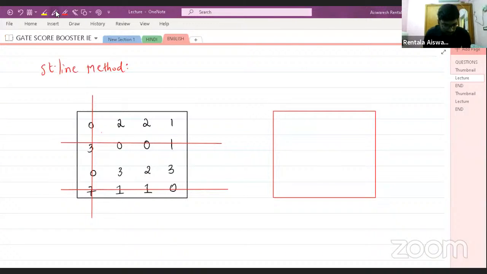Okay, so after this, what do you have to do? In the next step, you have to select the minimum element which is uncovered. There are two types of elements you can see: some elements are covered with straight lines and some are not. These three and six elements are not covered with a straight line. Among these six values, what is the minimum value? The minimum value is 1.